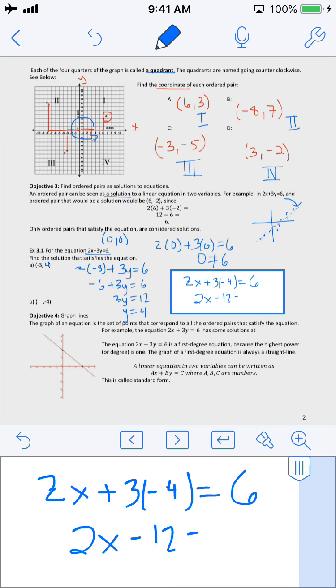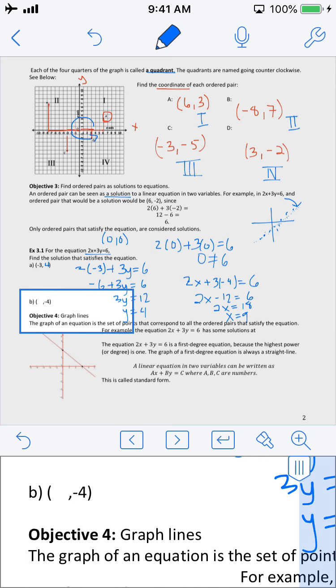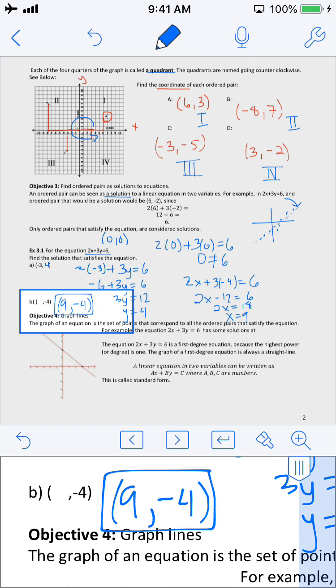2x minus 12 equals 6. 2x equals 18. So it looks like x equals 9. But x equals 9 is not my answer. That's not what they asked before. They asked if I had the solution. The solution would be 9 comma negative 4. That would be my answer.